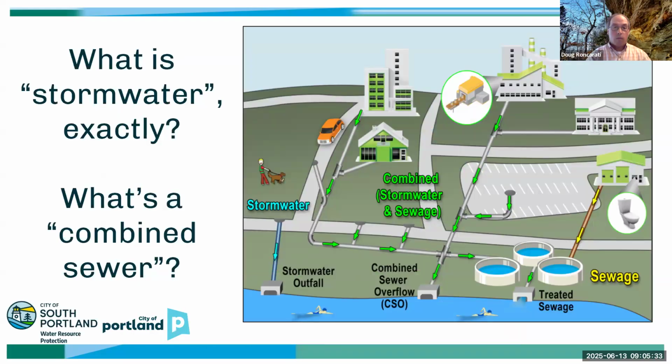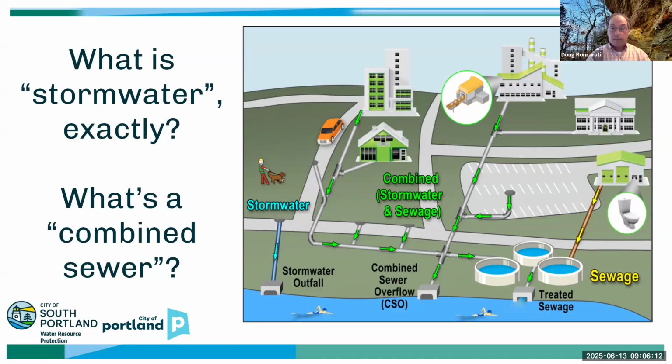So stormwater runoff. What is stormwater? Like I said, it's what runs off our landscape. And in communities like Portland and South Portland, we have three types of pipe systems. We have stormwater management pipes, just separated stormwater, which carry just runoff. We have sanitary sewers, which carry just municipal and industrial waste, hopefully to the treatment plant. And then we have combined sewers, which are larger pipes that carry both wastewater and stormwater, hopefully to the treatment plant.